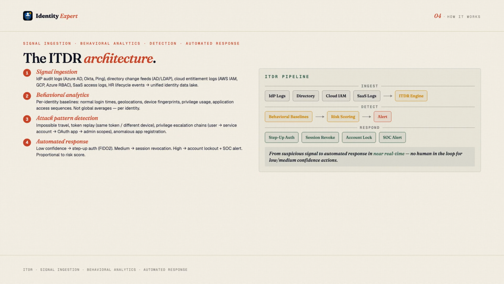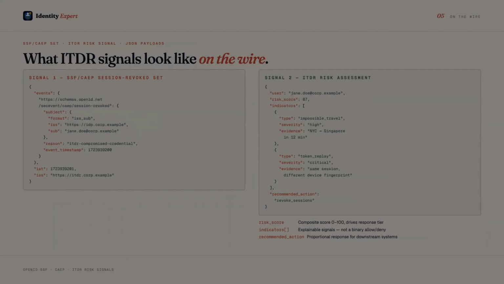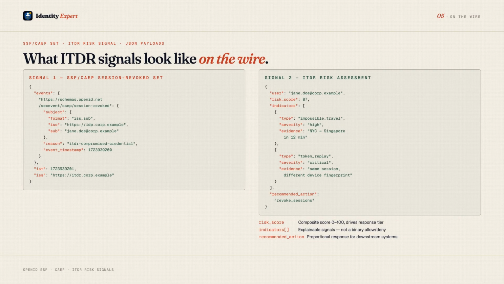The entire pipeline from suspicious signal to automated response operates in near real time. The resource owner was never involved. The ITDR engine detected the behavioral anomaly and responded autonomously. Let us look at 2 signals ITDR systems process.